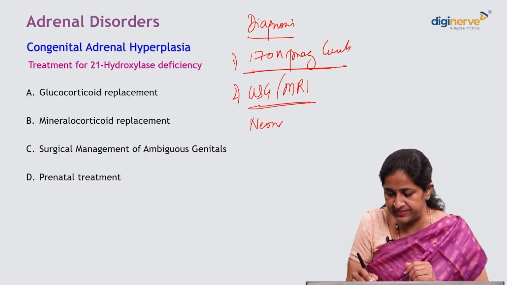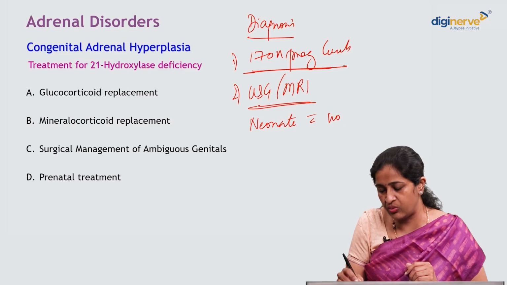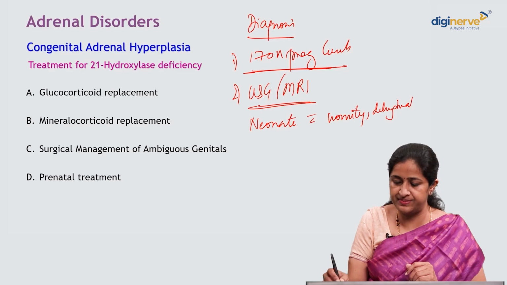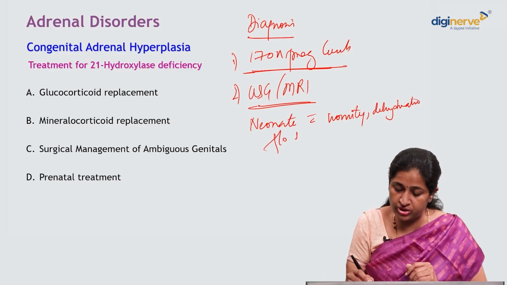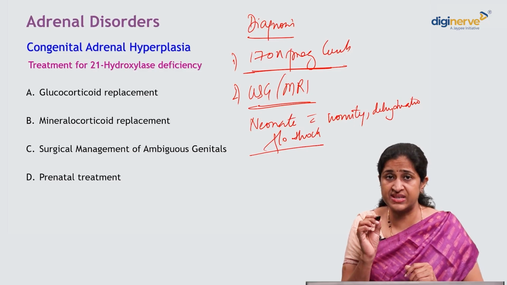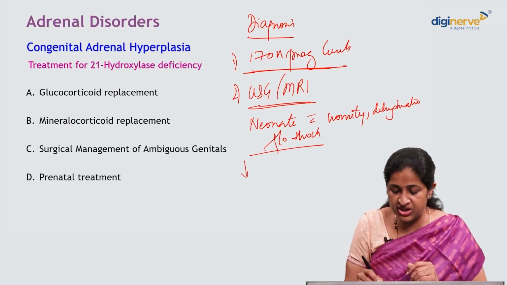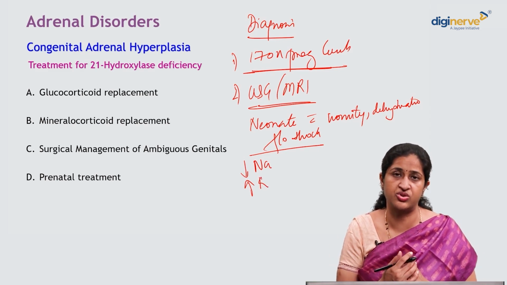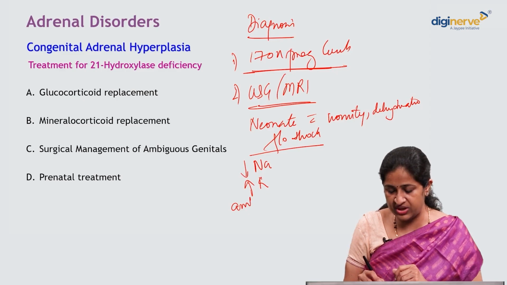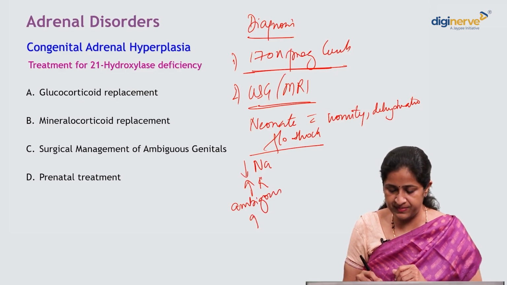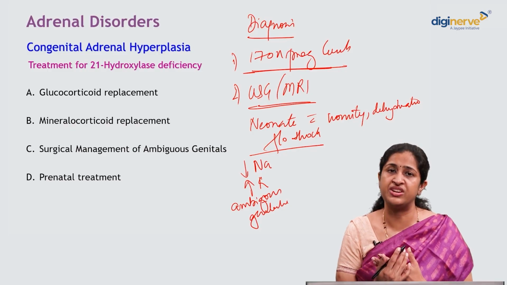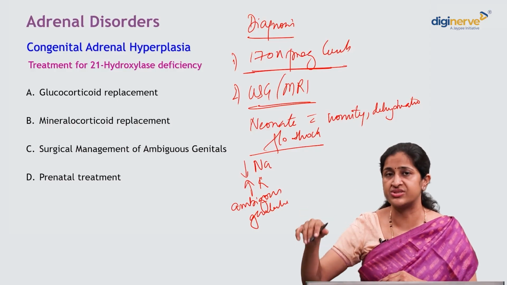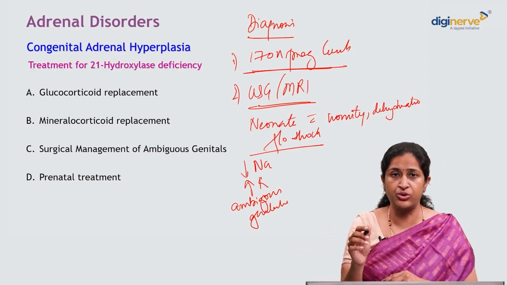So a neonate with vomiting, dehydration, features of shock is where you must suspect congenital adrenal hyperplasia. These children will have low sodium, high potassium levels because the aldosterone hormone is not there, and you will have ambiguous genitalia. These ambiguous genitalia are more common in female children, especially when there is virilization because of the testosterone pathway being stimulated. How do you treat?